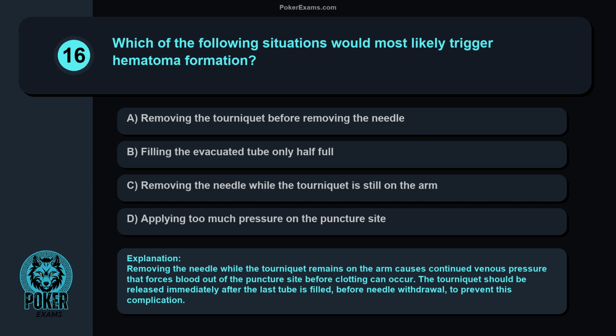Removing the needle while the tourniquet remains on the arm causes continued venous pressure that forces blood out of the puncture site before clotting can occur. The tourniquet should be released immediately after the last tube is filled, before needle withdrawal, to prevent this complication.